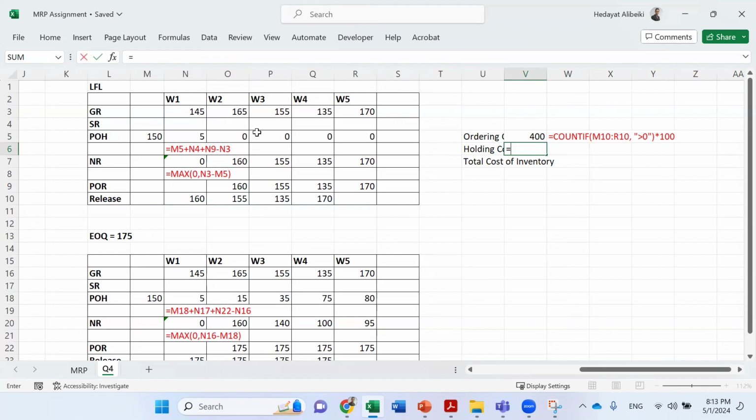Holding cost is going to be end of period inventories times holding cost per week, right? So in total, we carried 5 units only for 1 week. 5 times 1, that'll be $5. And if I add these two, it gives me the total cost of inventory. 405.